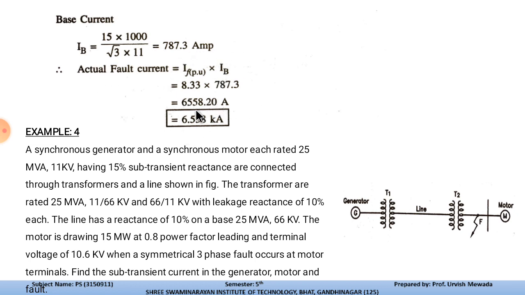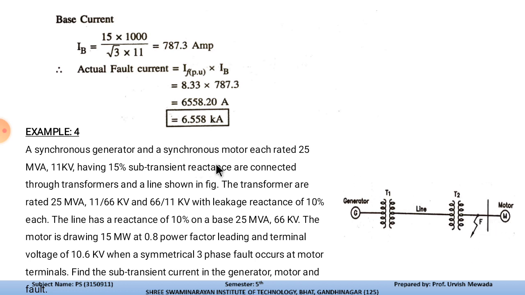Now let us discuss example number 4 related to the given topic. Over here, the synchronous generator is shown, which is supplying power to this motor, and in between we have T1, then the transmission line, then T2, and then the bus bar, and then we have the motor. This is the point at which we are considering the effect of fault.